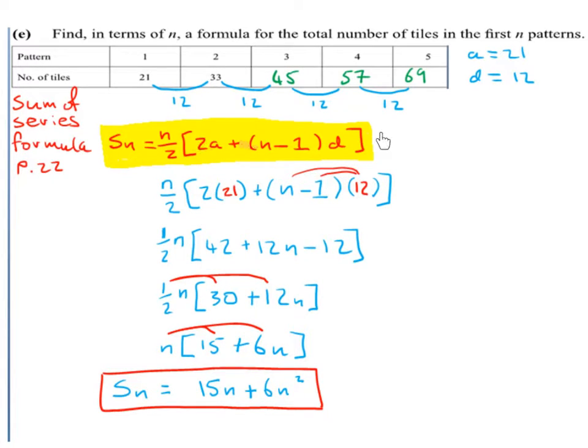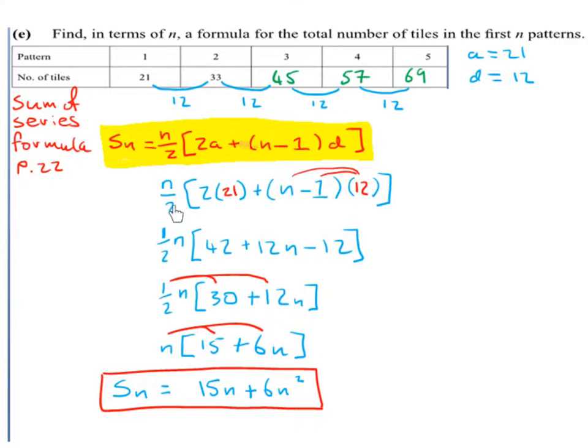So we're going to use our sum of series formula, which is Sn equals n divided by 2 multiplied by 2a plus bracket n minus 1 times d. So we're going to swap the a for 21 because that's the first term, and the d for 12 because that's the difference. And we don't sub in anything for the n because we're looking for a formula in terms of n. That means we want n in the formula. So we want n in our answer. So we're not going to substitute anything in for n.